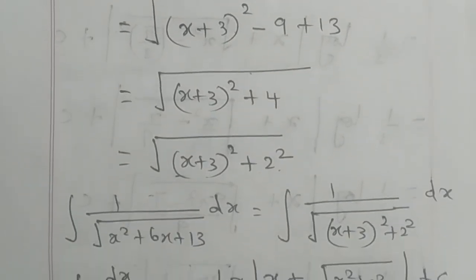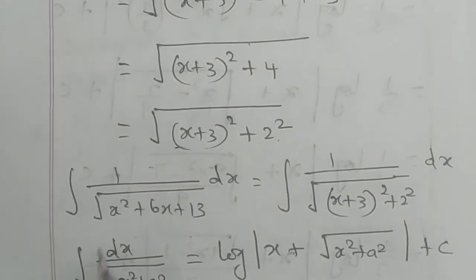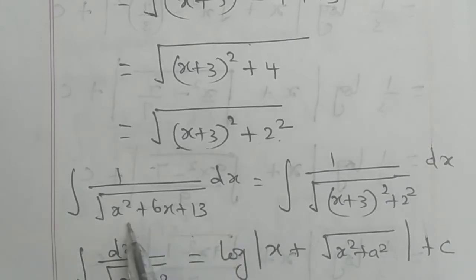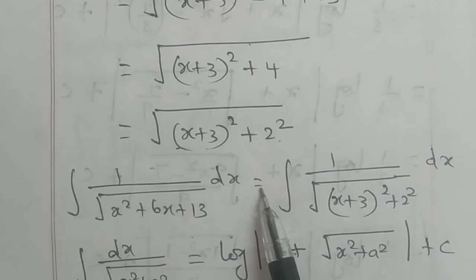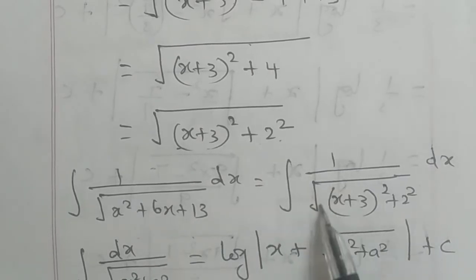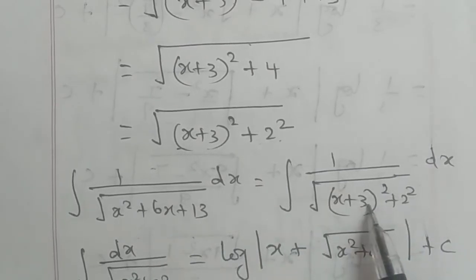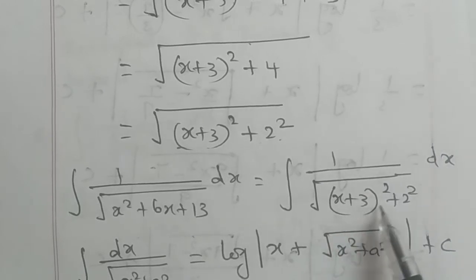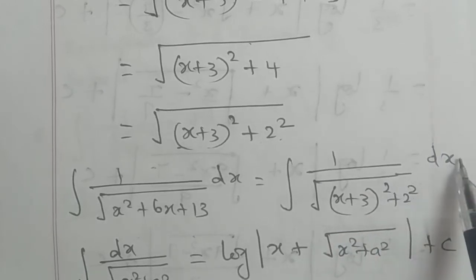So what is the given question? Integral of 1 by square root of x square plus 6x plus 13 into dx. This can be written as integral of 1 by square root of x plus 3 the whole square plus 2 square into dx.